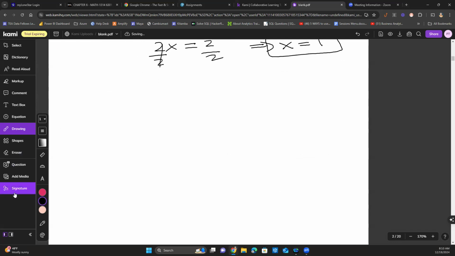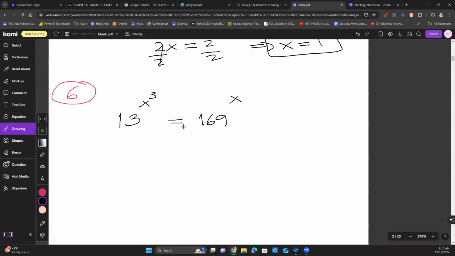So for number 6 now, here is what I got on my assignment when I opened it. I have 13 to the power of x cubed. So the power is x cubed on the first side. And then on the right side, I have 169 to the power of x. So this is the exponential equation.